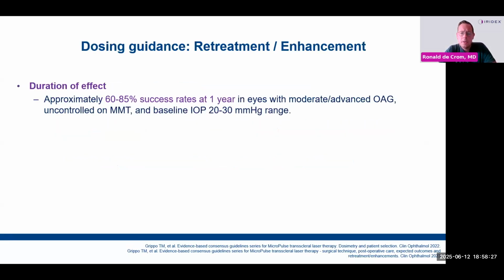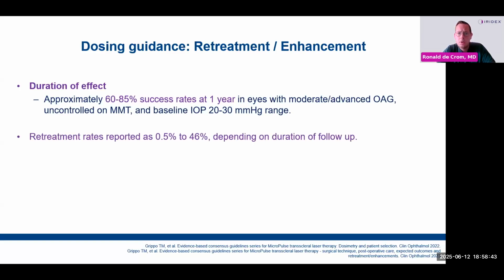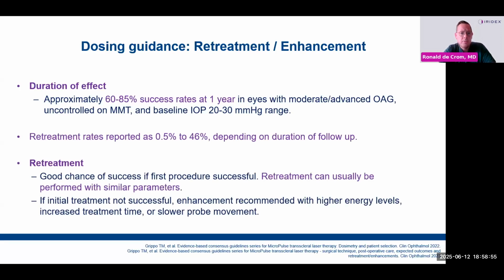We also know that a couple of patients will need a retreatment or an enhancement afterwards. We know that overall there is a 60 to 85% success rate of micropulse TLT at 1 year. But we also know that 1 to 46% of the patients need an extra treatment, depending on the duration of the follow-up. And there are different types of retreatments.